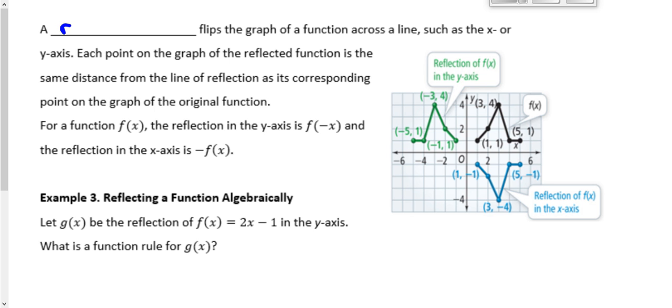On the other hand, a reflection is a different kind of transformation. It flips the graph of the function across a line, such as the x-axis or y-axis. Each point on the graph of a reflected function is the same distance from the line of reflection as its corresponding point on the graph of the original function. For a function f of x, the reflection in the y-axis is f of negative x, and a reflection in the x-axis is negative f of x.